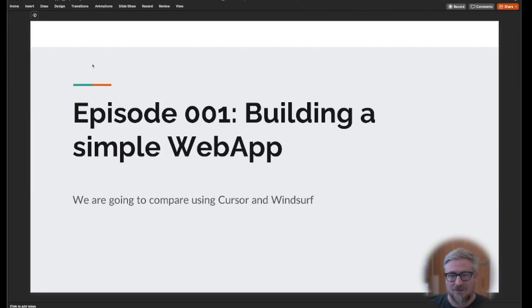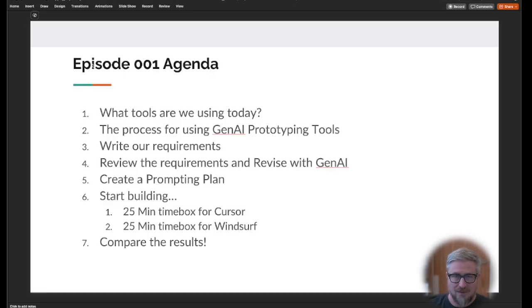So this is our first one, and we're going to use Cursor and Windsurf. So this is the quick agenda. As I just said, we're going to use Cursor and Windsurf. I'm going to talk you through the process I use for building using these prototyping tools, which includes writing the simple requirements, revising those requirements with GenAI, creating a prompting plan, which helps get through the steps as you go.